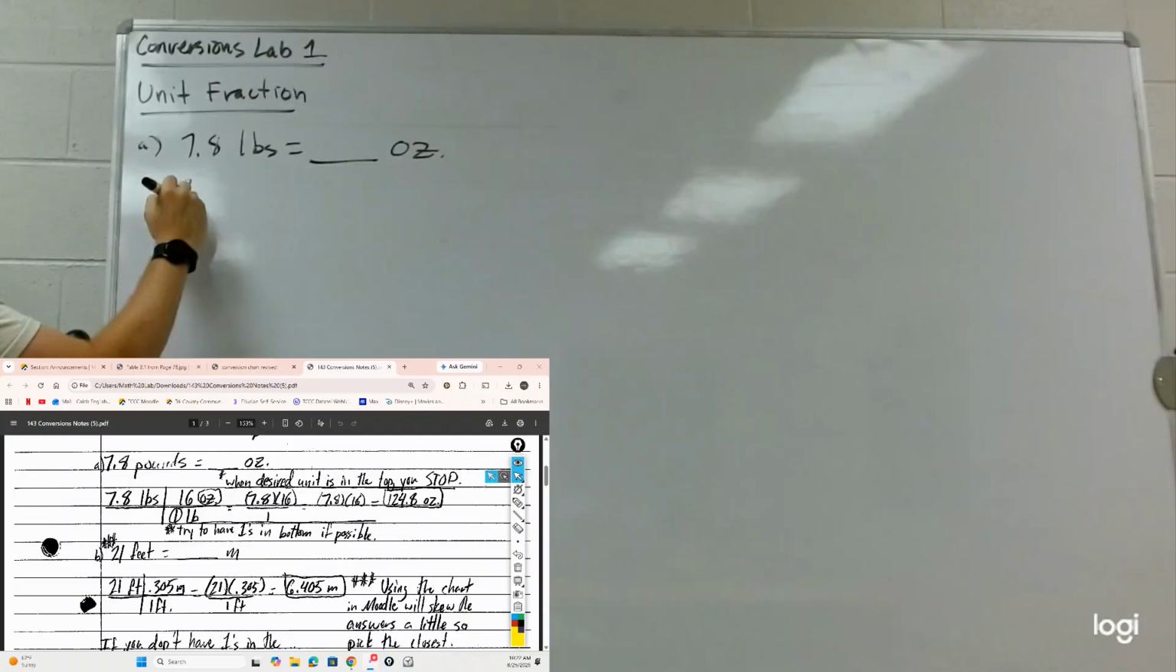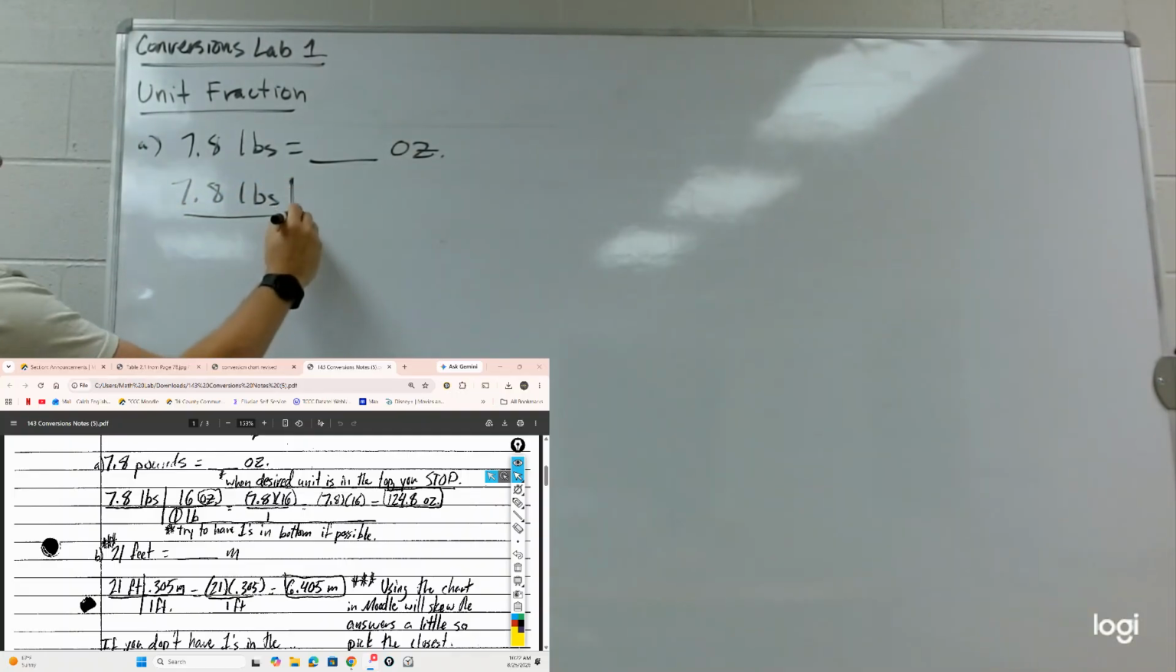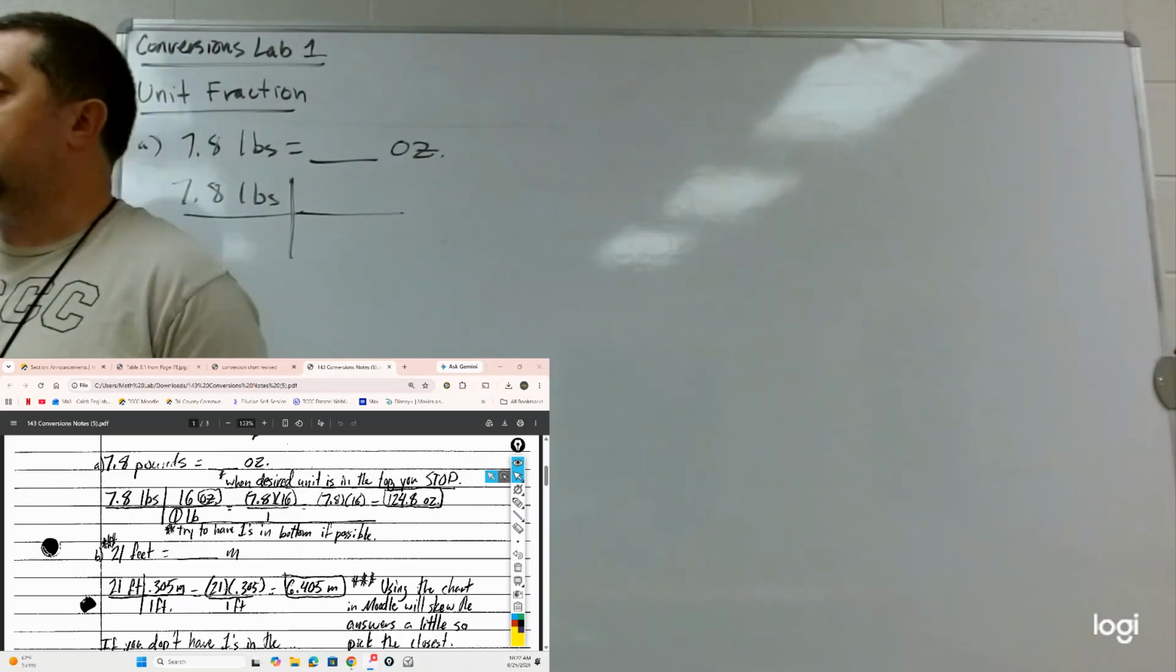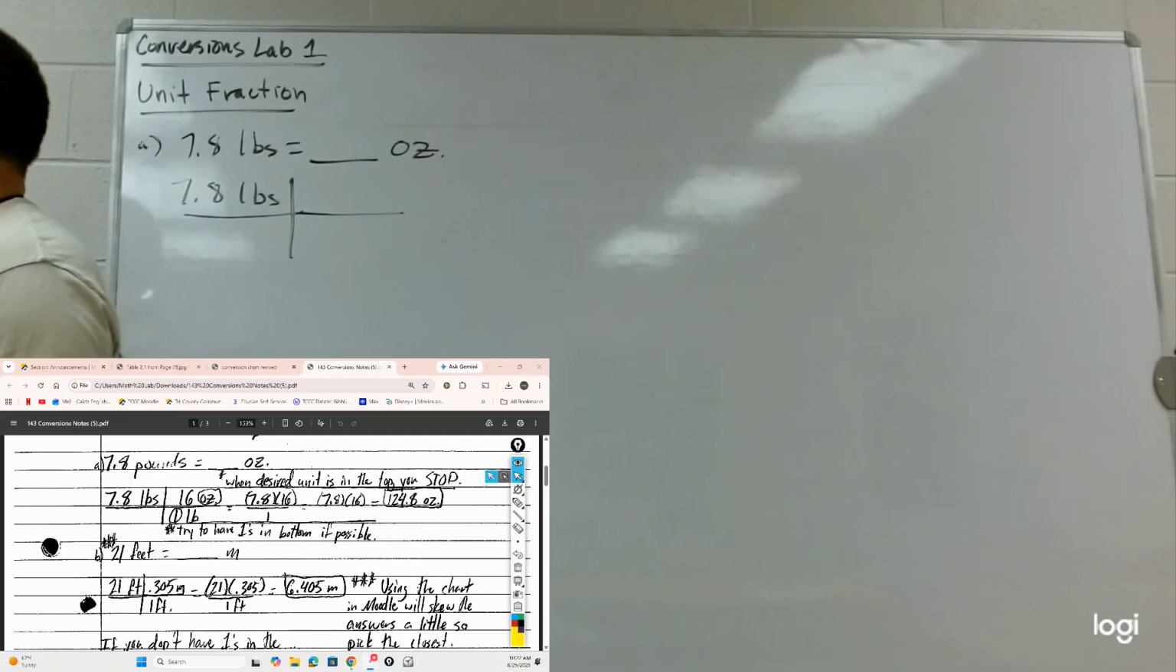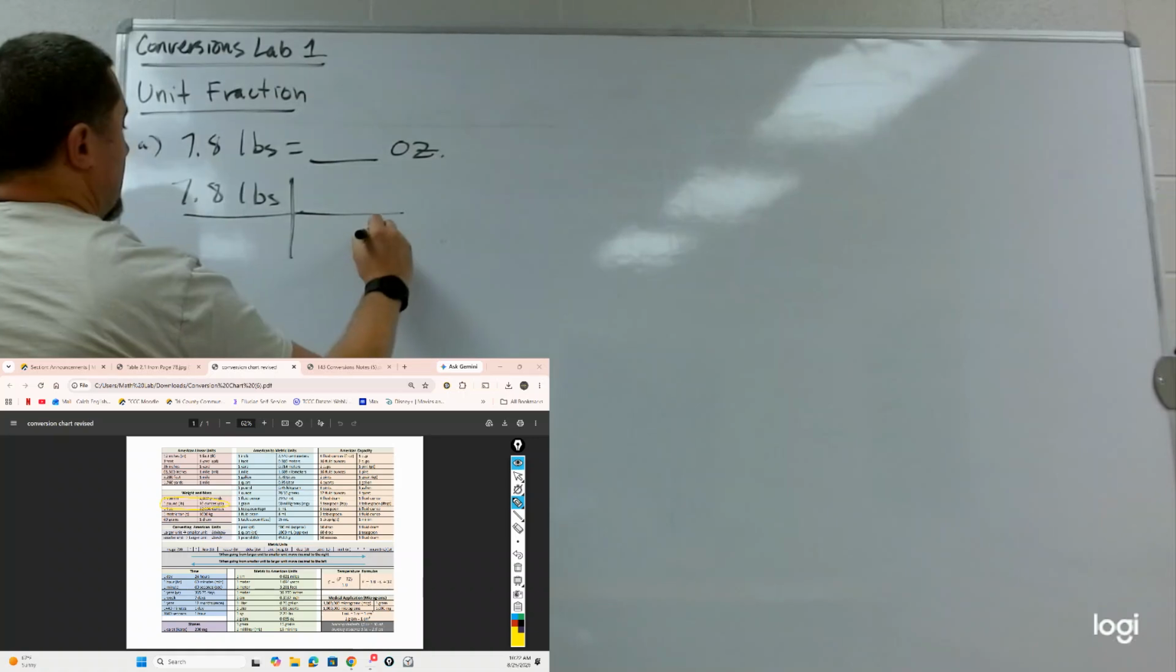So you start with what you got, 7.8 pounds, okay? Now, let's assume, or pretend for a minute, that you didn't know how many ounces were in a pound. If you go to the conversion chart over here, on the left where it has weight and mass, you'll find it right there. 1 pound is 16 ounces. So we're going to copy that down. But where do we put each one?